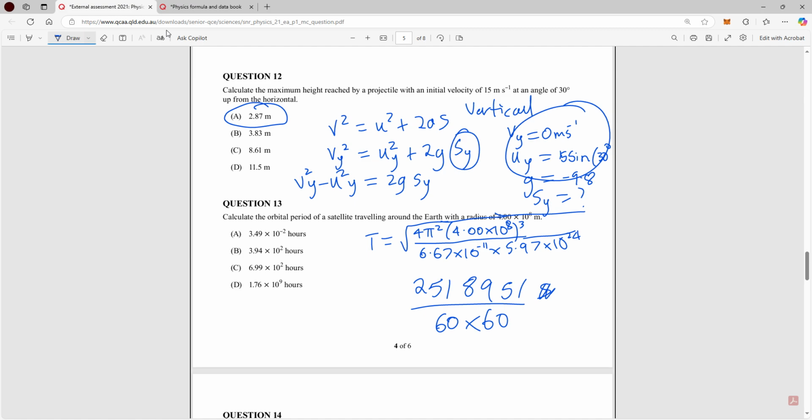851 over. Alright, cool. So you should get 699.7. So that's in hours, which matches here perfectly, okay? Because 6.99 times 10 to the 2 literally just means move this decimal 2 across, so 6.99 hours. So the correct answer for this one is C. If you have any questions about this one, leave something in the comments.